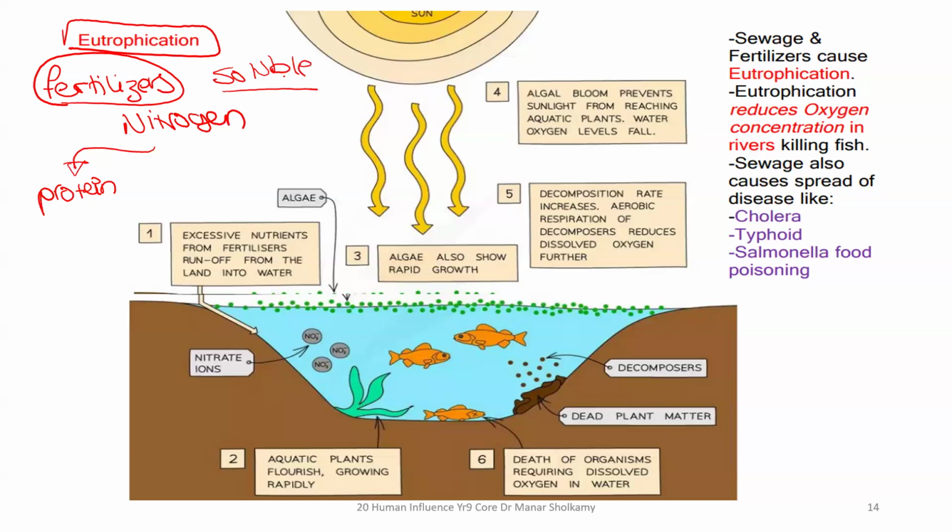When it rains, these fertilizers will dissolve in the rainwater and they will leach out. They will be dissolved in the rainwater and they will move from the land and go to the river. So this is number one. Excess nutrients from fertilizers will run off or leach from the land into the water. In this river, now we have lots of fertilizers with lots of nitrogen.